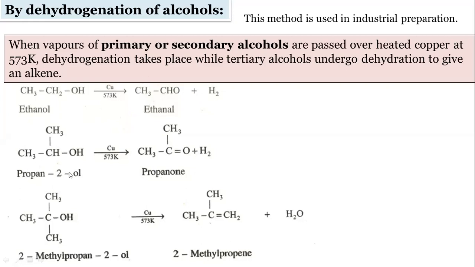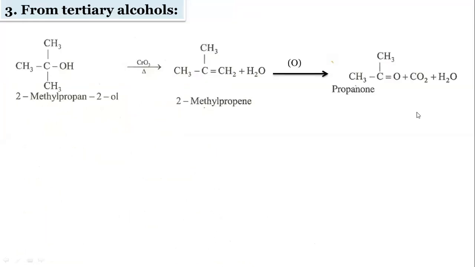Ethanol on oxidation gives ethanal. Then the second one, propan-2-ol, on oxidation gives propanone. This is dehydrogenation. An H2 molecule is removed, and from the tertiary alcohol we get an alkene here. The alkene on hydrolysis gives ketone again. In this example we learned this is an alkene, and after hydrolysis we get ketones.